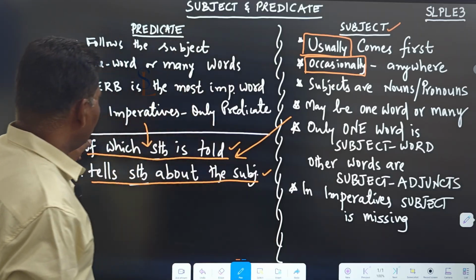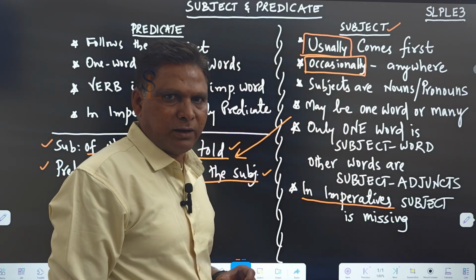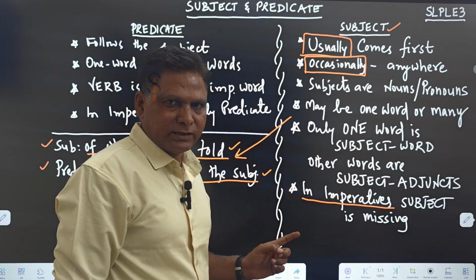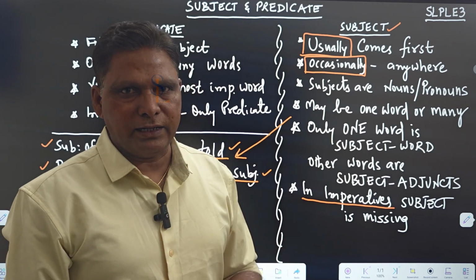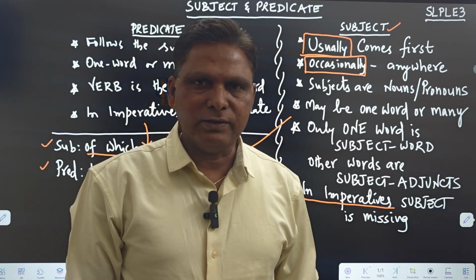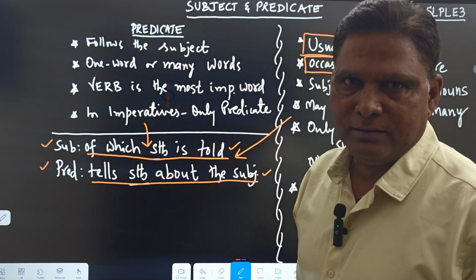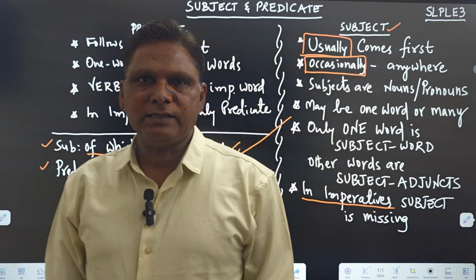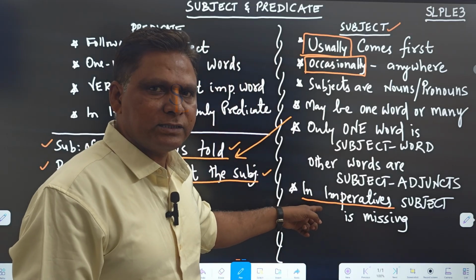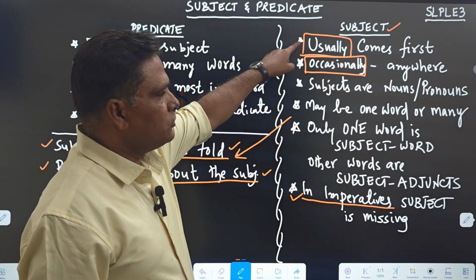And here, if you understand this one, in imperative sentences, do you remember imperatives that we talked about in SLPLE2? One of the kinds of sentences. In imperatives, which talk about wish, command, or request, subject is missing. Like if I say go, I never say you go. If I say please give me a pen, I never say you please give me a pen. If I say congratulations, I never say I congratulate you. All these subjects are missing because in imperatives, subject is missing. That is one of the things that you need to remember, and usually comes first.